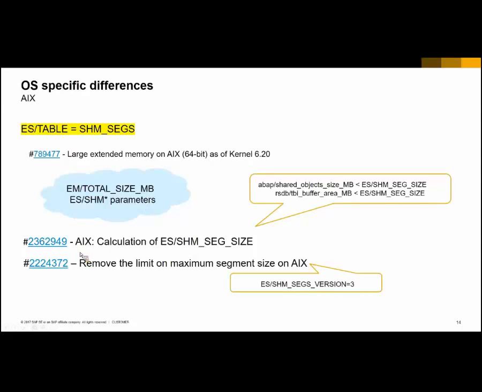This note also mentions that the areas for the ABAP table buffer and the ABAP shared objects, which both are located on extended global memory, cannot be distributed over multiple segments. They must be formed from continuous memory, fitting in one single segment. As from the patch level specified in this note, depending on your kernel release, there is a new version of SHM_SEGS implemented that removes the limit on segment size. To switch to this implementation, you need to set the profile parameter ea/shm_segs_version to 3.